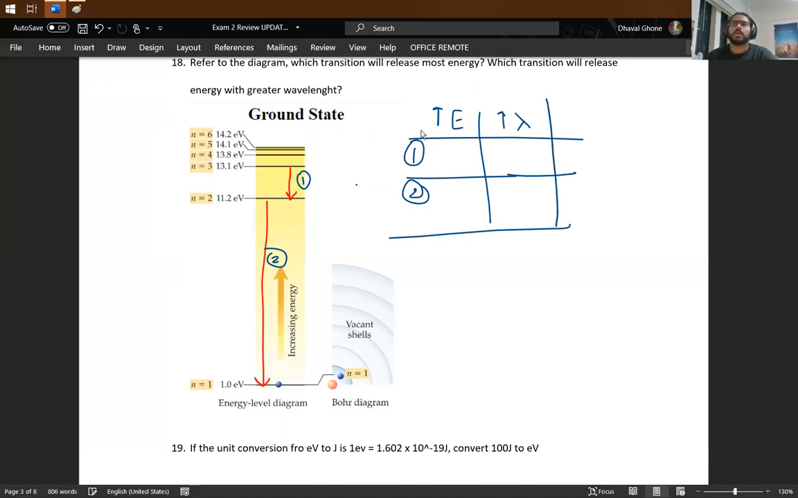A good way to think about that is to look at the arrow. This is a bigger arrow, showing that there's a greater energy difference between these two shells. And so the energy released would be greater in transition number 2. And we said energy and wavelength are inversely proportional. So the greater the energy, the smaller your wavelength, right? Because it's reversed. So because transition 2 has a greater energy compared to transition 1, the wavelength of transition 2 would be smaller. And so transition 1 would have a greater wavelength of the energy released.